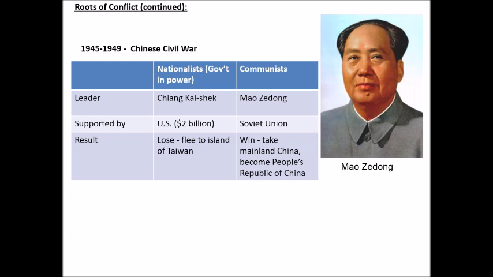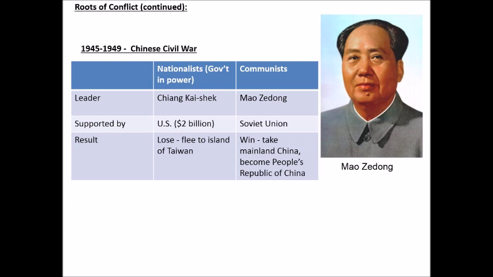And it's very apparent right away that this Soviet-US split is going to happen because as of 1945, we're talking the last year of World War II, already we start to see the US on one side of things and the Soviet Union on the other side. So the United States gave $2 billion to the nationalist government in China to try to help them keep control of the country and prevent a communist overthrow.